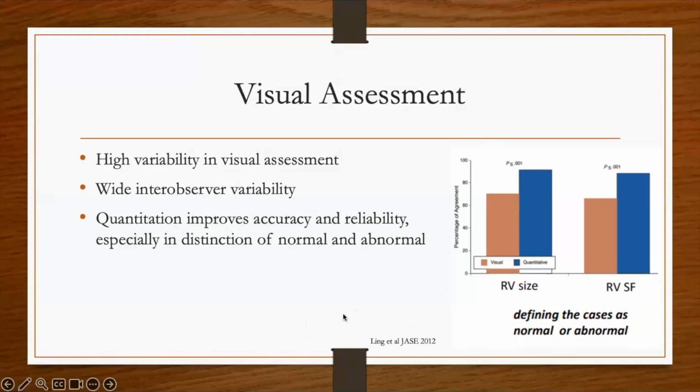And they did find quite a bit of inter-observer variability, as you can imagine, with just visual assessments. And their conclusion was that using some quantification method of RV function helps provide more accurate and reliable diagnosis, and we should try to steer away from purely visual assessment of the right ventricle.